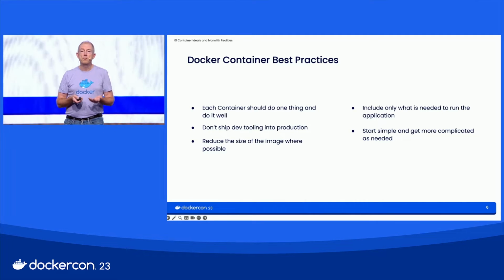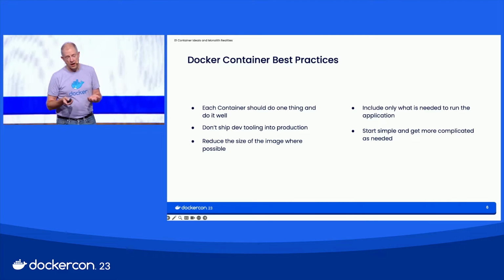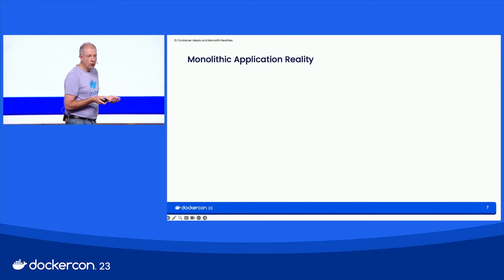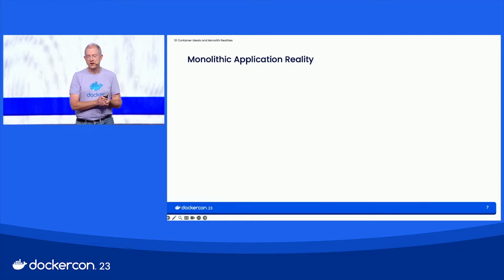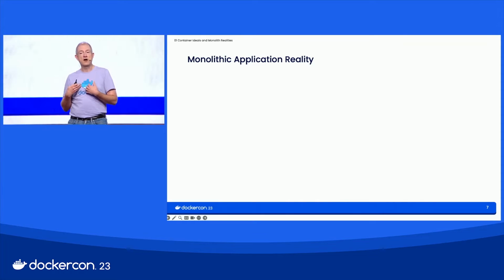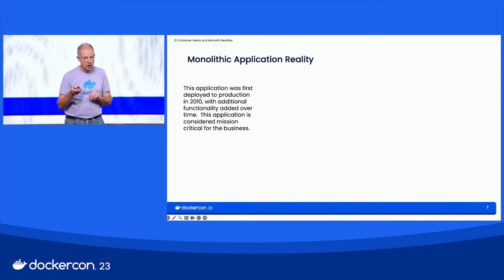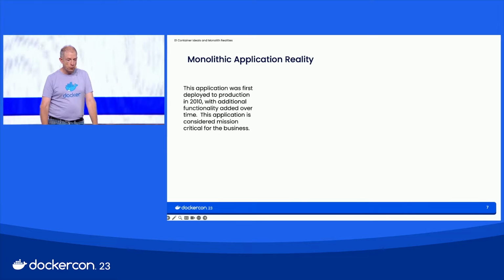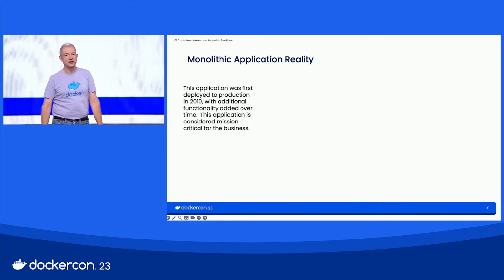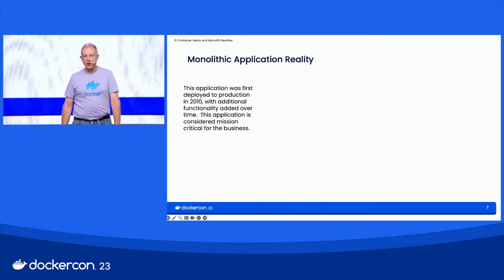But now let's talk about the new project this enterprise architect has gotten. So here is the new project this person gets to work on. Because I'm a Java person, we're going to go with the Java example. This application was first deployed to production in 2010, and functionality was added over time.